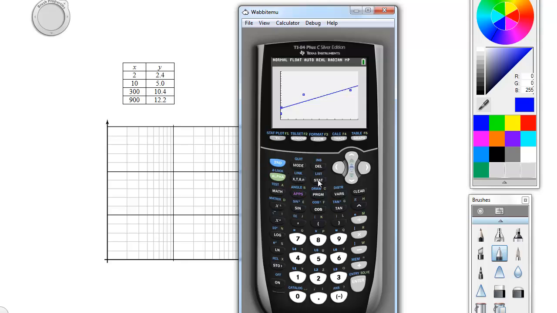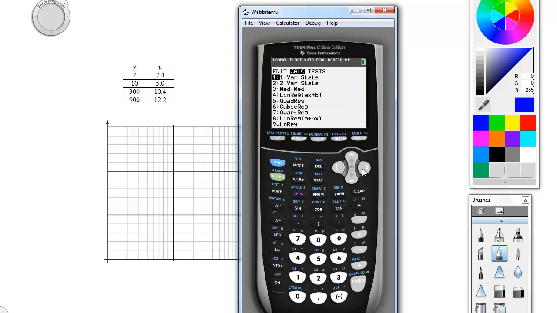So then to try a different function, do stat calculate, and let's try a power function. So we do power regression, keep all this, store alpha F4, put it into Y1, and calculate. So 0.98, that's a pretty good R value. Let's graph it, see what it looks like. Pretty good.